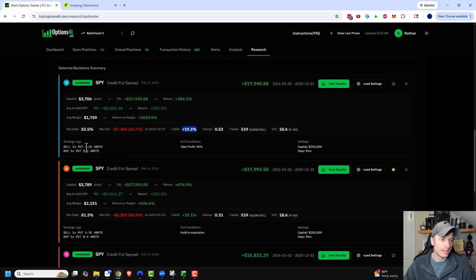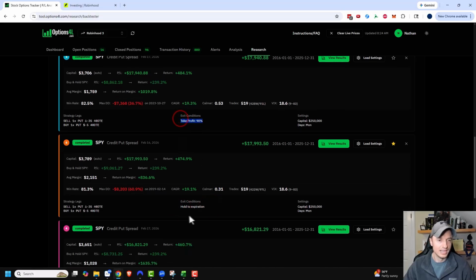It's the 35 delta and a $5 offset. A take profit at 90%, so it's beating our favorite back test, which is right here, where we had no exit condition. So the one where we take profit at 90% has a higher CAGR than the one where we just hold until expiration. It's quite similar in terms of the CAGR. However, one thing that's not is our Calmar ratio right here, 53 to 31, and that's because our max drawdown was 36.7% versus nearly 61%. So this take profit of 90% gave us some better results.